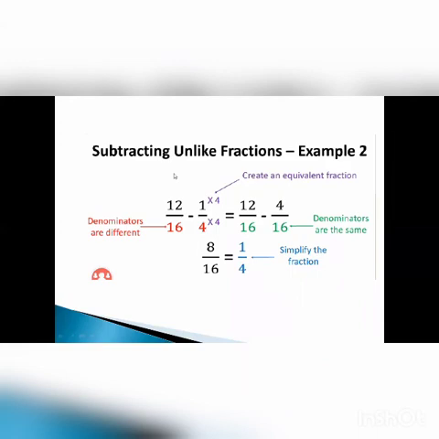Subtracting unlike fractions. 12 by 16 subtracted with 1 by 4. We will convert 1 by 4 into the same denominator, as the denominators are different. So we will multiply numerator as well as denominator by 4 to make an equivalent fraction. After that, 12 by 16 will be subtracted with 4 by 16. We will get the answer 8 by 16. And then we will simplify this fraction and we will get the answer 1 by 2.